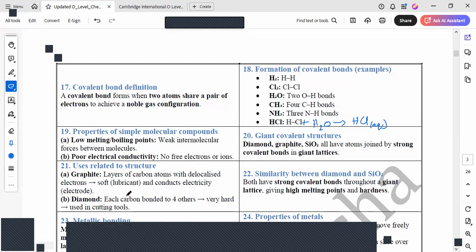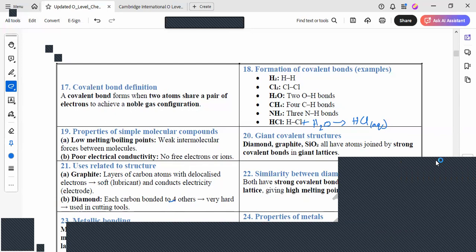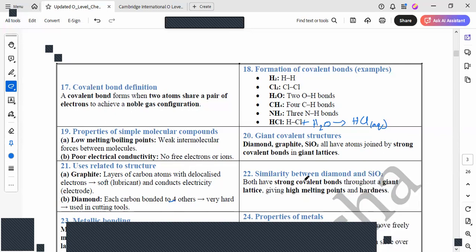Diamond, on the other hand, has each carbon bonded with four others. In graphite, each carbon is bonded with three other carbons, but in diamond, each carbon is bonded with four other carbons. It is very hard and is used in cutting tools. Where a strong cutting tool is required, diamond is used to cut, usually stones, in marble cutting and stuff like that.